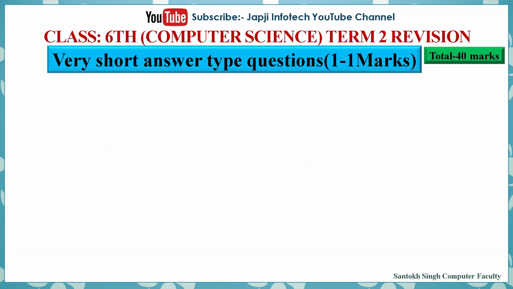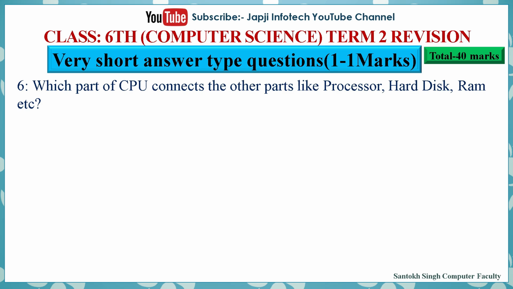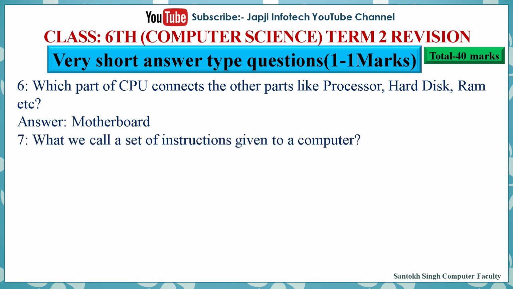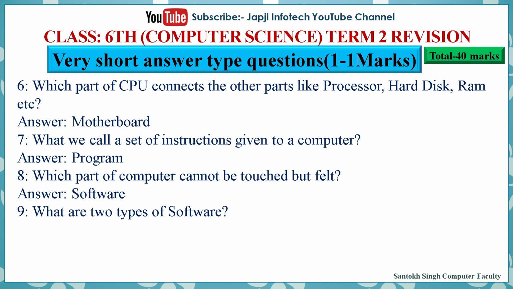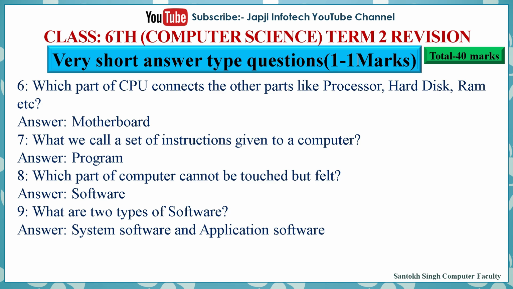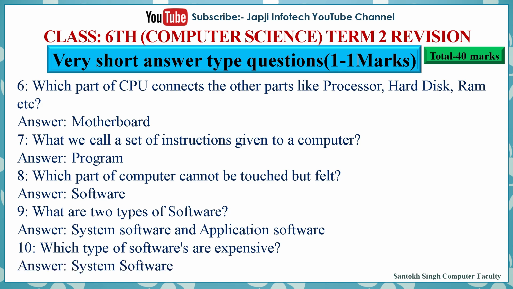And sixth one is which part of CPU connects the other parts like processor, hard disk, RAM, etc. And the answer is motherboard. The seventh one is what we call a set of instructions given to a computer and the answer is program. The eighth one is which part of computer cannot be touched but felt and the answer is software. Ninth one is what are two types of software and the answer is system software and application software. And 10th one is which type of software is expensive and the answer is system software.